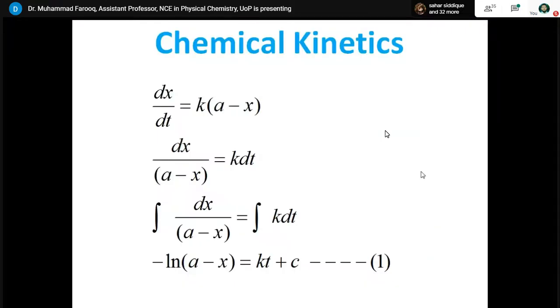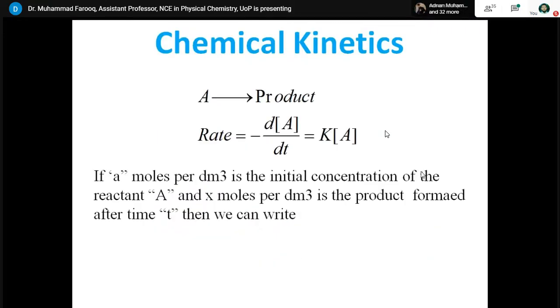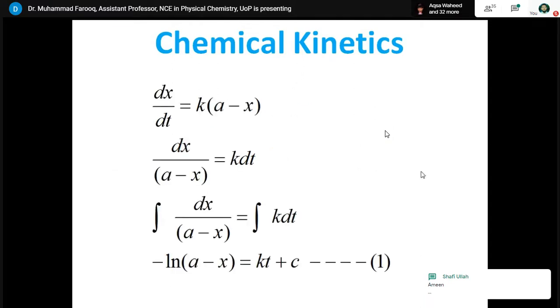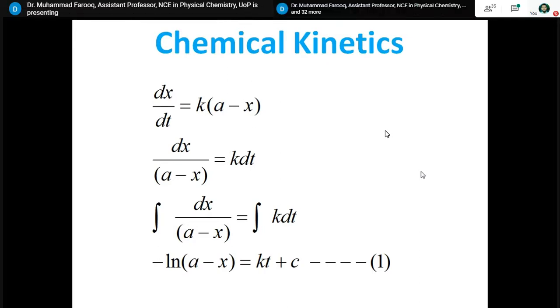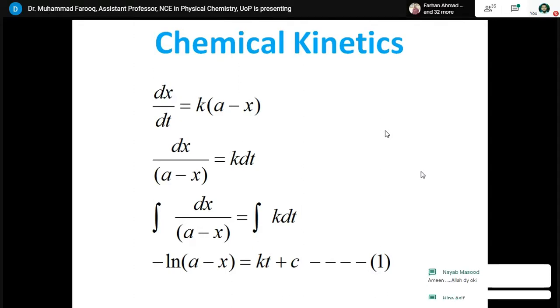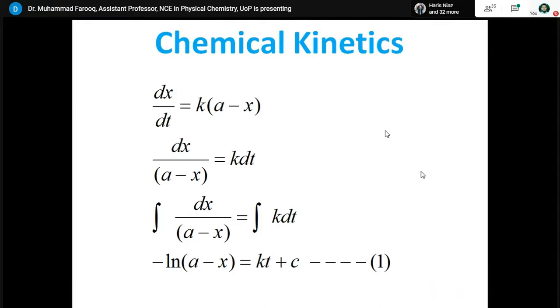If A is the initial concentration of the reactant A and x is the product formed after some time, then we can write dx divided by dt is equal to K. Instead of A, we put A minus x, meaning the remaining concentration. A is the initial amount and x is the product formed, so A minus x is what is left. Is this clear? Yes, sir, clear.